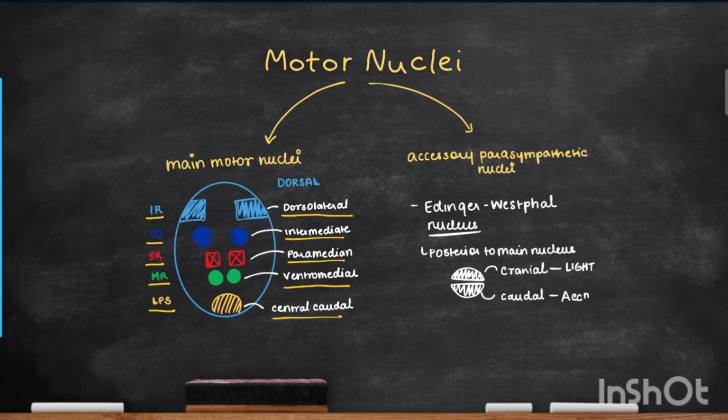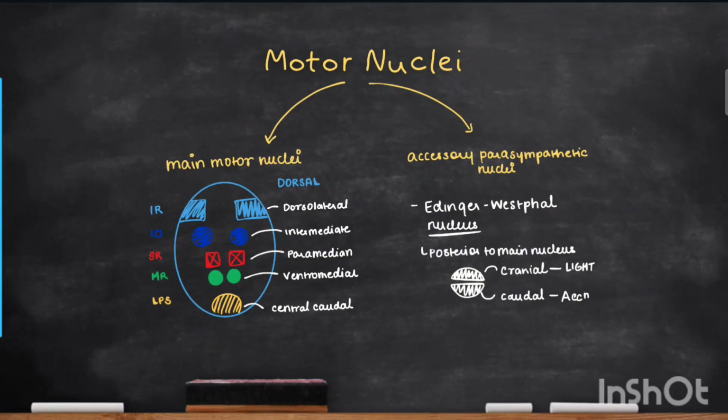Now, to note here, except the superior rectus and the LPS, all these groups supply their respective side. So, suppose this is the left side, so this supplies the left inferior rectus. This would supply the right inferior rectus. But in case of superior rectus, it will supply the contralateral. So that means the left will supply the right and the right will supply the left. And in case of LPS, this one group supplies bilaterally.